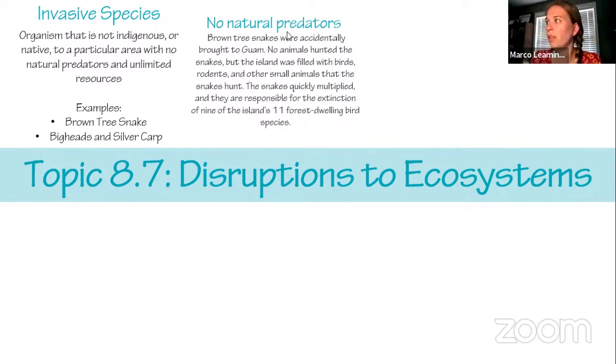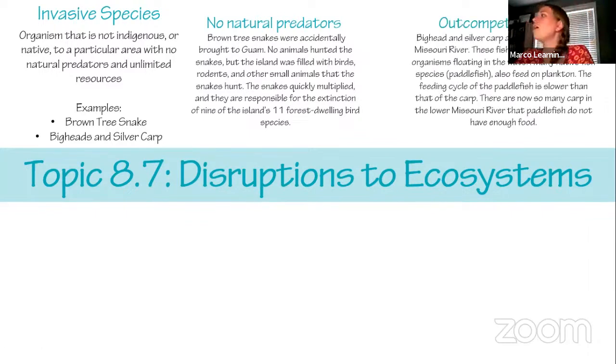Okay, so this one was talking about that there are no natural predators. Because there are no natural predators, they excessively grow, right? Maybe they can outcompete the natives. So the bighead and the silver carp, they're common in the Missouri River. They feed on phytoplankton, which are these small little organisms that float around in the water. The native species called the paddlefish also feeds on that plankton, but they're not able to get the plankton as fast as the bighead and the silver carp. So we're going to see a decrease in the paddlefish, so they can outcompete the native organisms, which is going to, of course, decrease the amount that we have present.